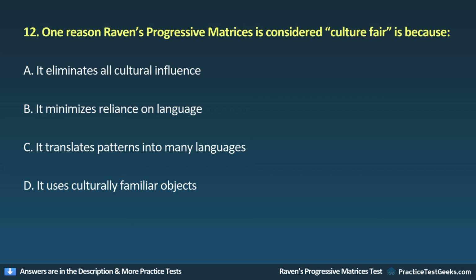12. One reason Raven's Progressive Matrices is considered culture fair is because A. It eliminates all cultural influence. B. It minimizes reliance on language. C. It translates patterns into many languages. D. It uses culturally familiar objects.